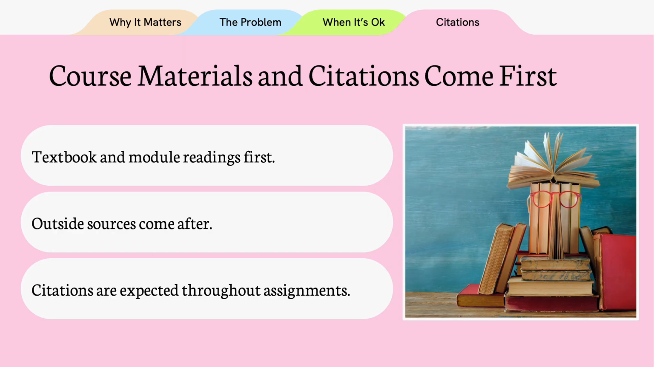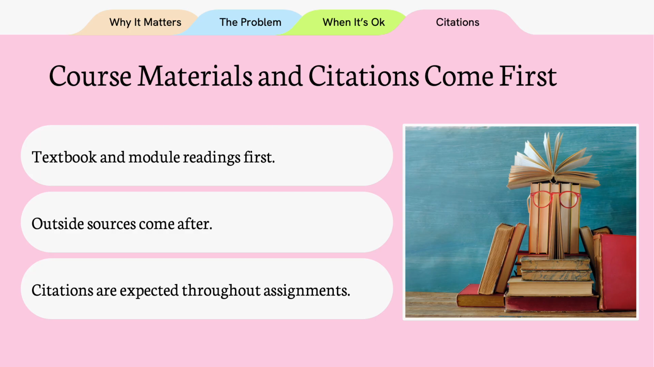Course materials and citations come first. Most assignments require direct engagement with the course textbook and specific module readings. These sources should appear in most, if not all, of your assignment submissions unless explicitly stated otherwise, or maybe if you're writing a reflection of your learning, then you might not need citations, but even with that, sometimes you'd want to add citations. Missing required course sources is a red flag showing an instructor that you could be using AI if the assignment requires course readings and that is left out of your submission. So you want the textbook and module readings first.